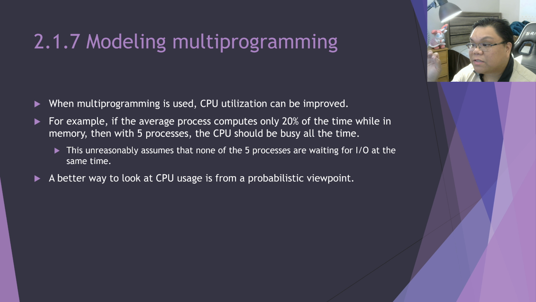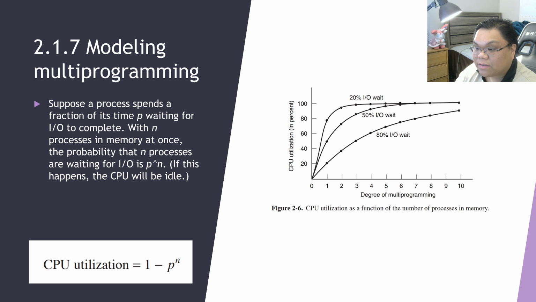So, if we assume that a process, in this example, is computing 20% of the time, then if we have 5 processes, then there's a 20% chance that all 5 processes are gonna be waiting for I/O at the same time. So, really a better way to look at CPU usage is from a probabilistic viewpoint. So here's how it goes.